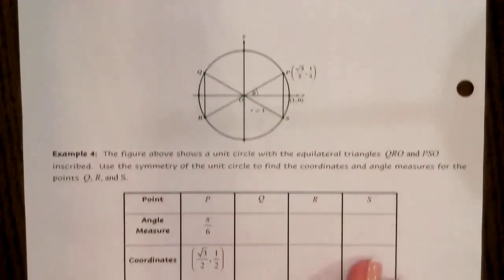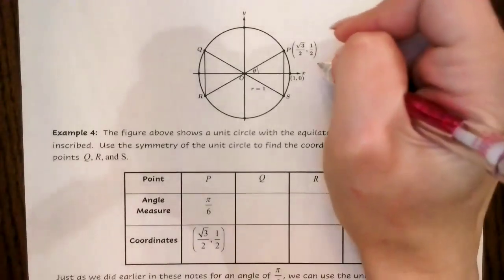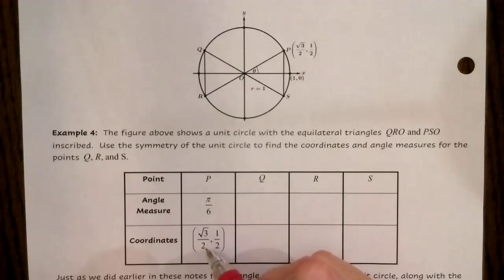And so here's an example of that point again. And we're going to fill out the table here. So we just did this one, point P, where it was pi over 6, and it came out to be square root of 3/2 and 1/2.